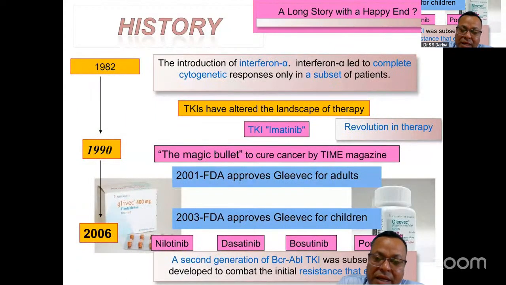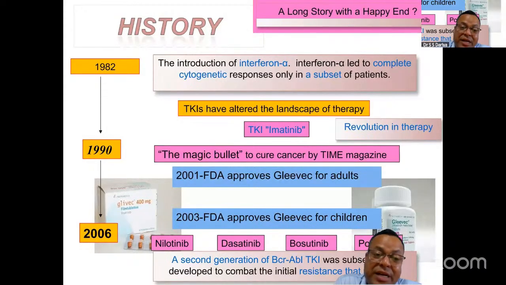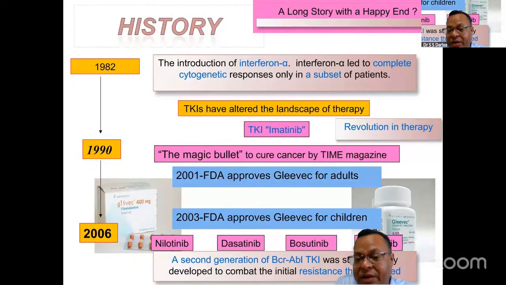The big development in the treatment of CML first arrived in 1982, the year I was born. That was the introduction of interferon alpha, which produced a complete cytogenetic response only in a subset of CML patients. Then the tyrosine kinase inhibitors altered the total landscape of therapy, and this drug was imatinib in 1990. Time magazine wrote that it was a magic bullet that could cure the cancer of CML. The FDA first approved it under the brand name Gleevec for adults, and for children in 2003.